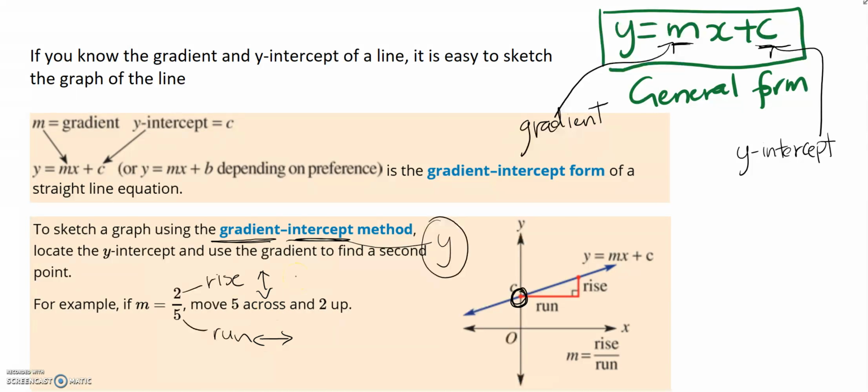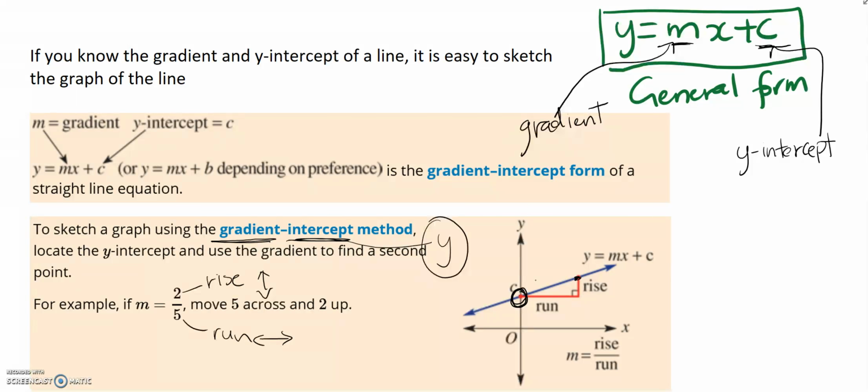So you start at any point. What that means is it'll go 2 places up and 5 places across. Because it's a positive gradient, across means you go right. So if 2 is going up, 5 will be going to the right. If the intercept is given, which is where we start, c, you go 2 up and 5 across, and you find your second point. Once you find the two points, you join them, and you've got your line.